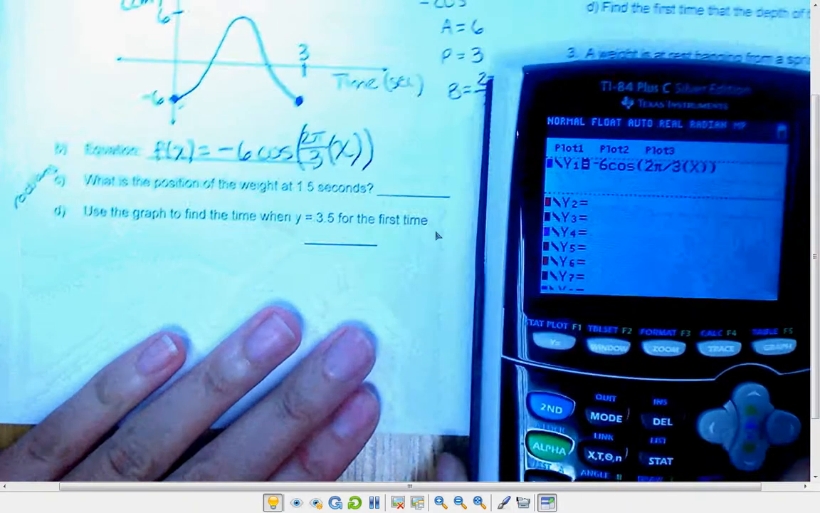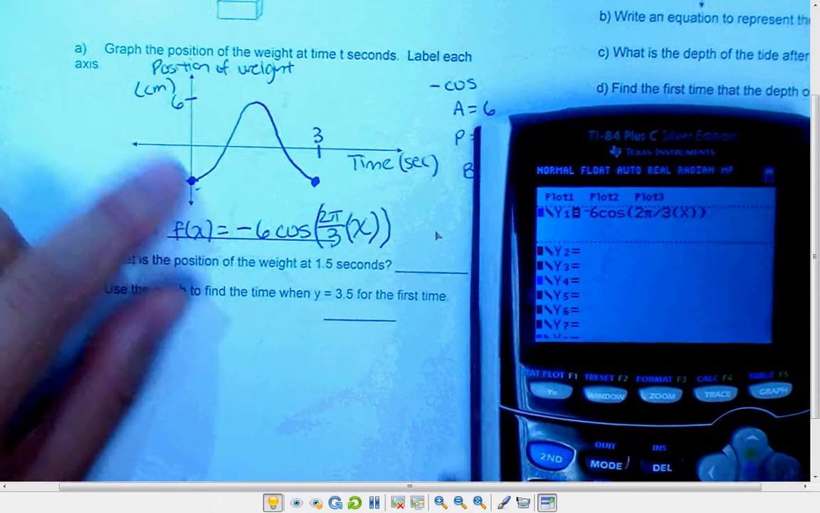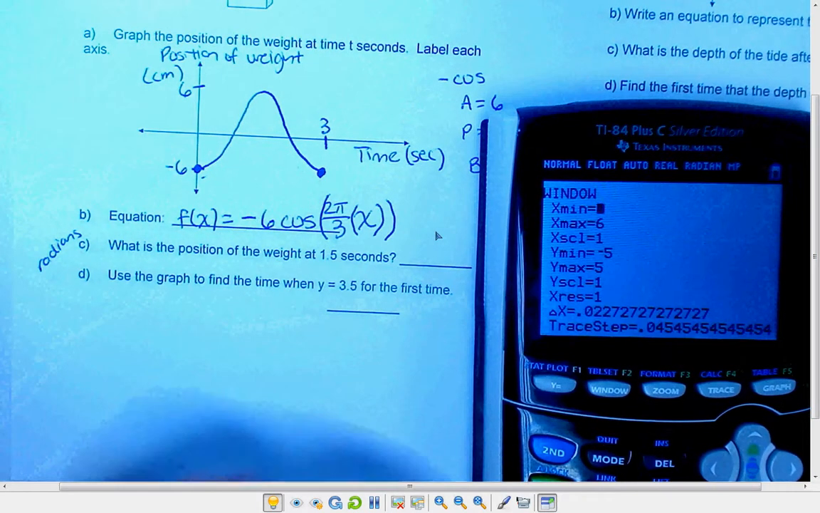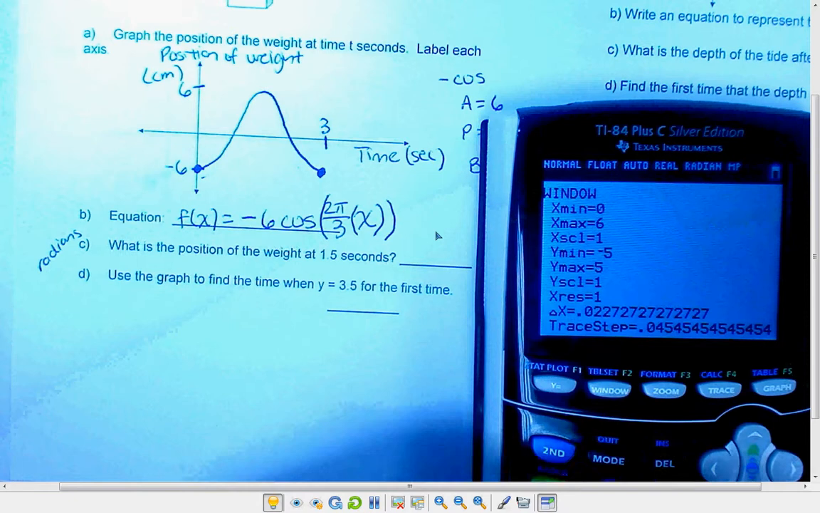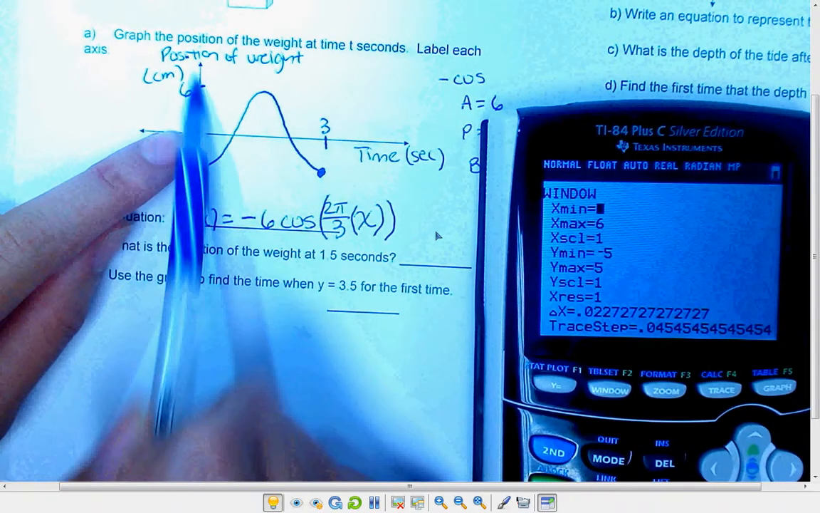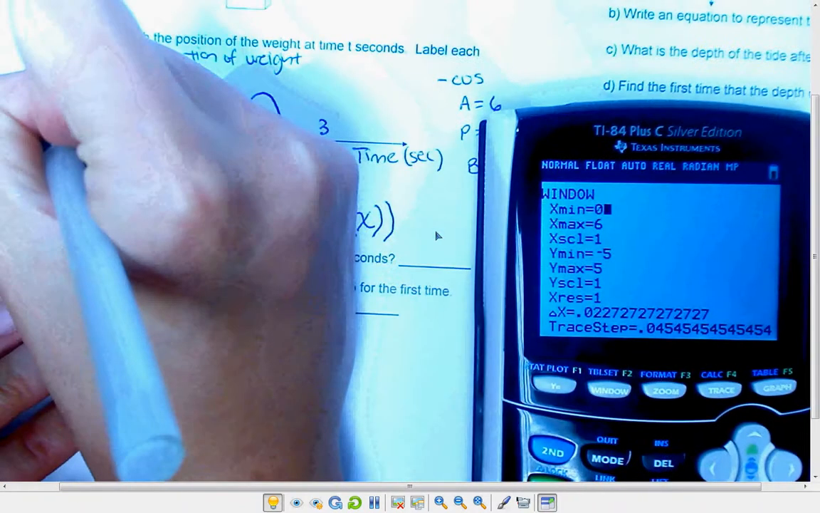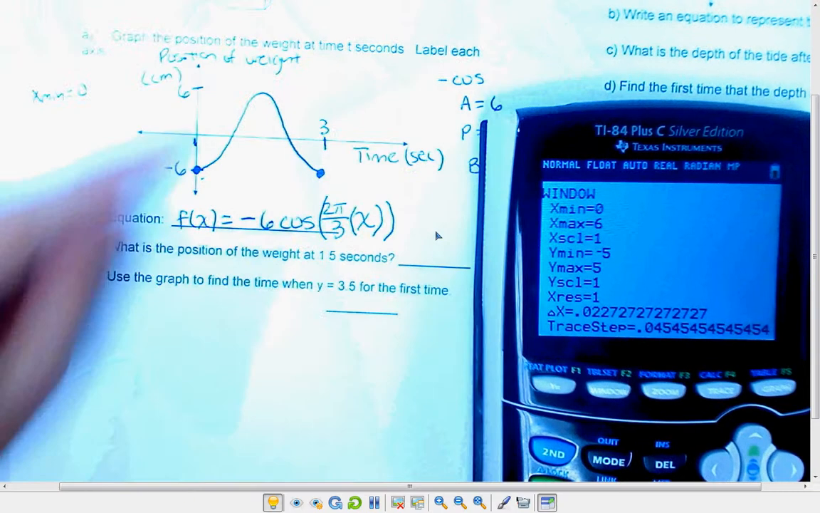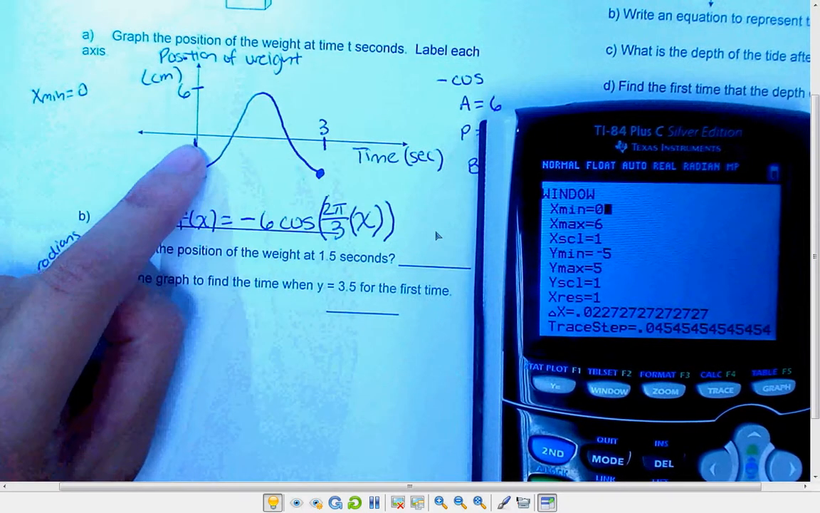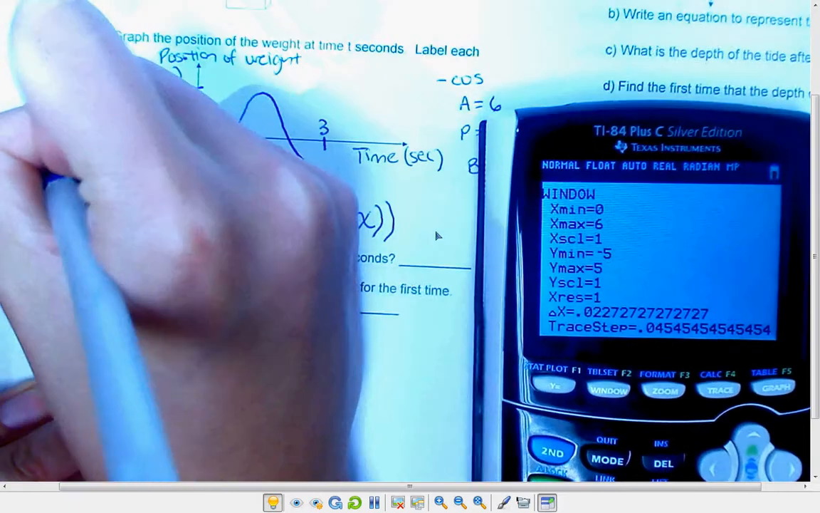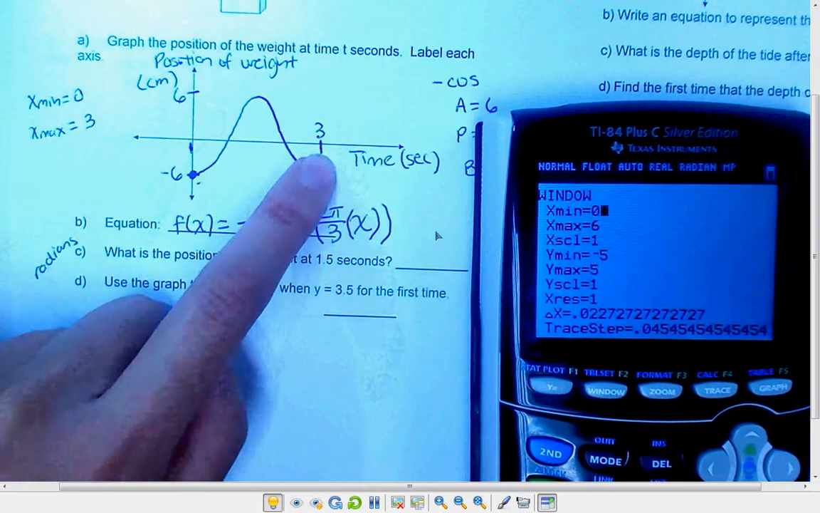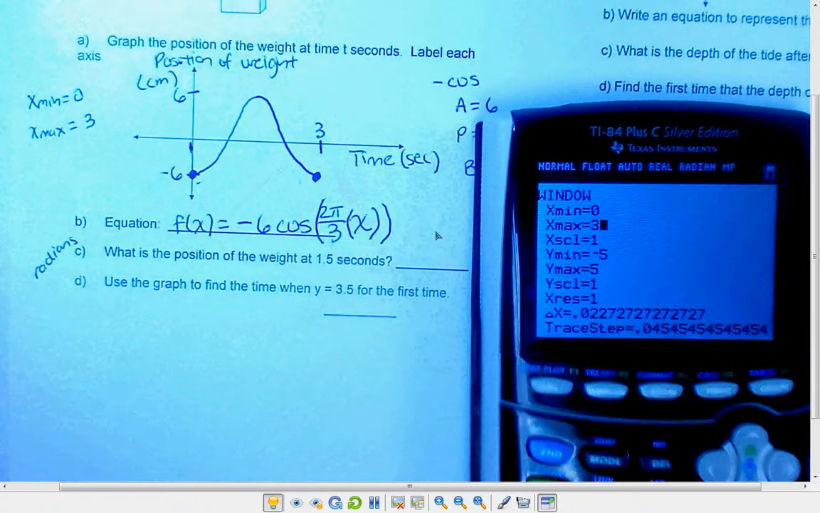To make sure that I'm going to see this correctly, I'm going to go to window. So press window. Right now, it doesn't matter what you have on there. What we want to see, here's our x-axis, we want it to start at 0. So we want our x minimum to be 0, because you can't have a negative time. My x maximum, I only really need to see one cycle, so I'm going to say that my x maximum is 3, because that's the end of the cycle. So I'm going to change my x max to 3.